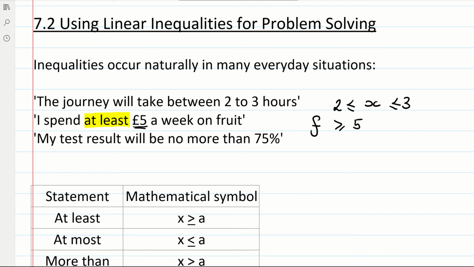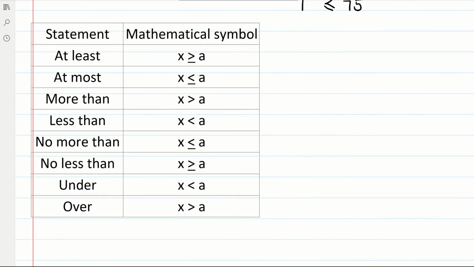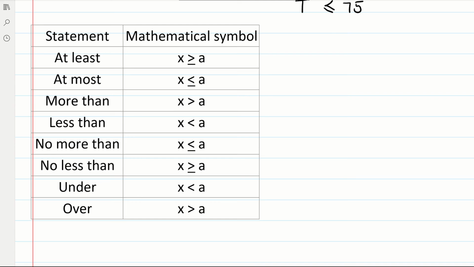My test result will be no more than 75%. So test result, no more, that means less than or equal to 75%. So here are some of the statements and their mathematical symbol. At least is bigger than or equal to. At most, smaller than or equal to.